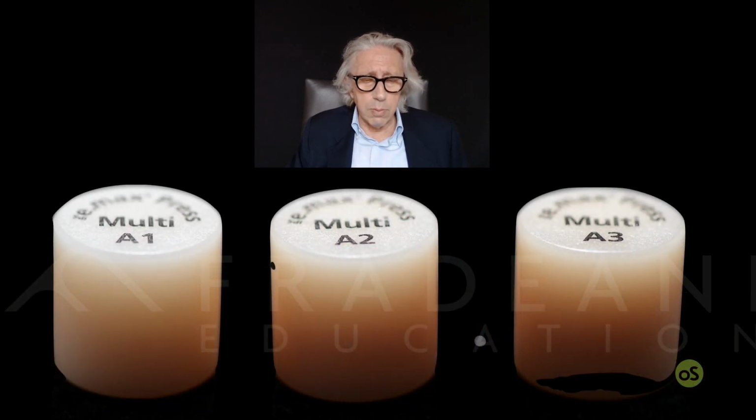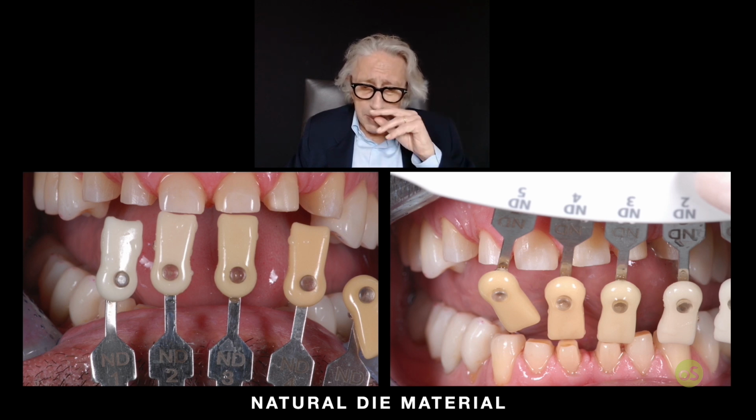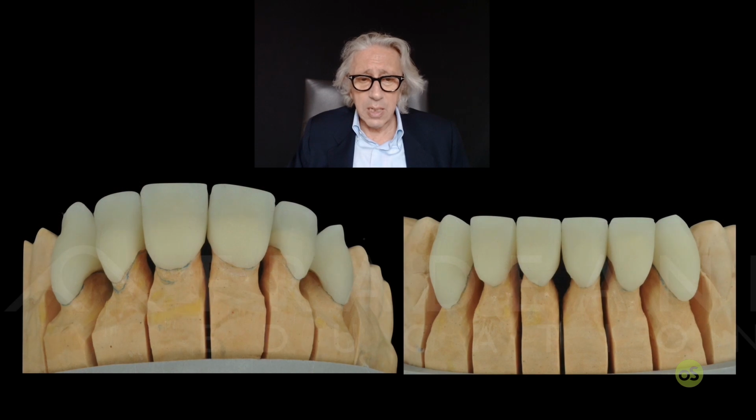We can use different kinds of material, multi, A1, A2, A3. We can take the natural dye material, the color of the abutment underneath, to give the technician the chance to work on similar abutments, the same color, so as to better mimic the real situation of the patient.